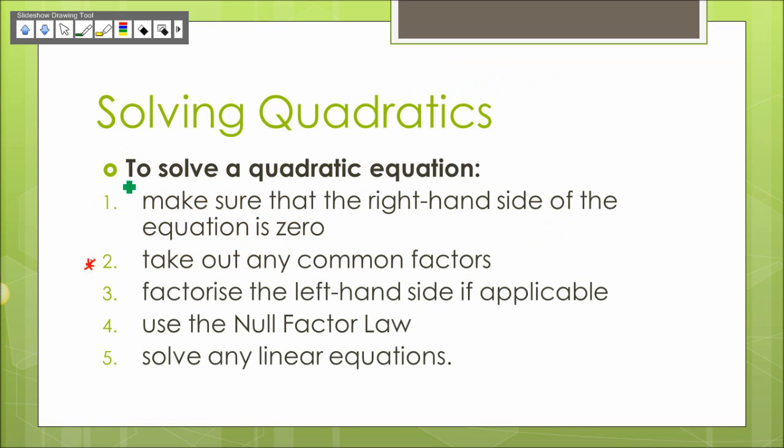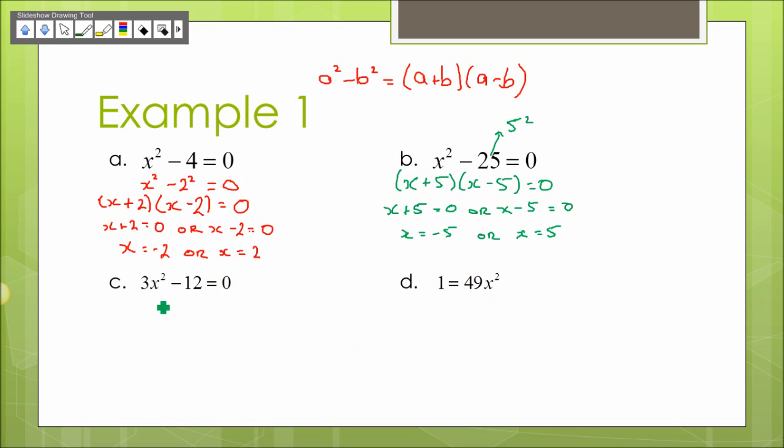Okay, let's check our steps. First one, make sure that the right hand side of the equation is 0. Done. Next step, take out any common factors. Now, if we have a look at this equation here, 3 is not a square number and 12 is not a square number. So we can't use this formula up here, a squared minus b squared, because neither of those values are a square number. But if we follow step 2 and take out a common factor of, let's see, we've got 3 and 12, so a common factor of 3, what's left over? X squared minus 4.